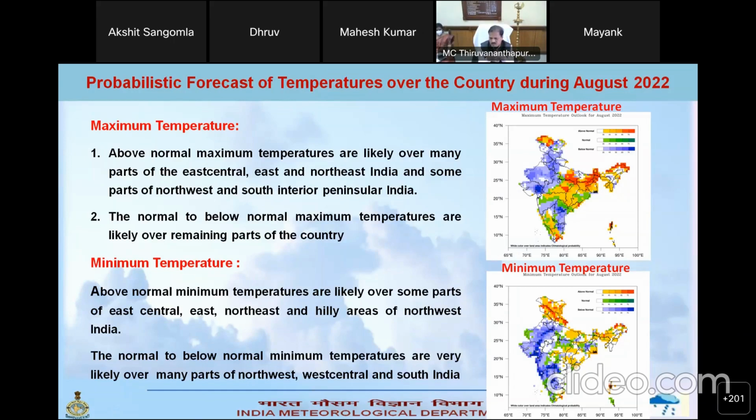So what I want to say is that maximum temperature and minimum temperature have certain impacts on agriculture. Therefore, in addition to the rainfall forecast, we are also issuing the maximum temperature forecast and minimum temperature forecast. While both maximum and minimum temperatures will be below normal over northwest and west central India and some parts of peninsular India, both will be above normal over eastern India and northeastern states.